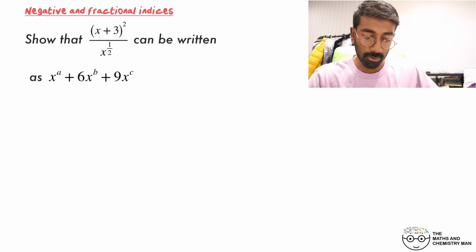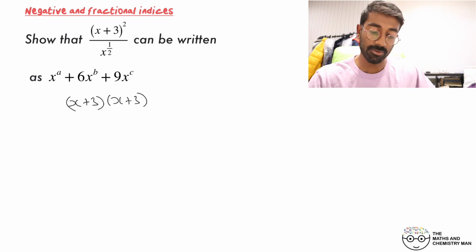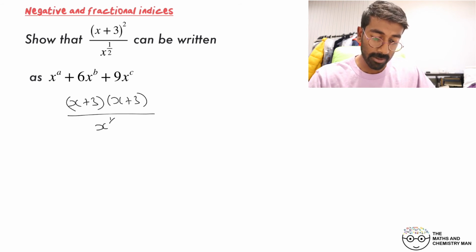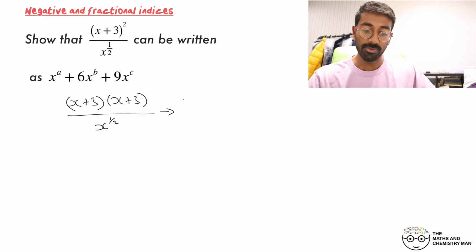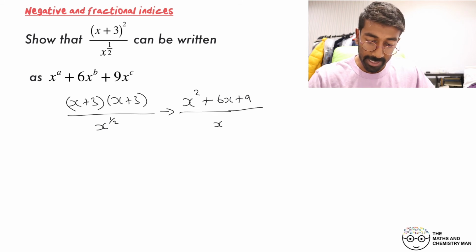So let's expand that out, right? So we'll have x plus 3. And because we're squaring it, let's write the bracket out twice. x plus 3, all over x to the power of a half. So if we multiply that out, that's going to be x squared plus 6x plus 9 all over x to the power of a half.